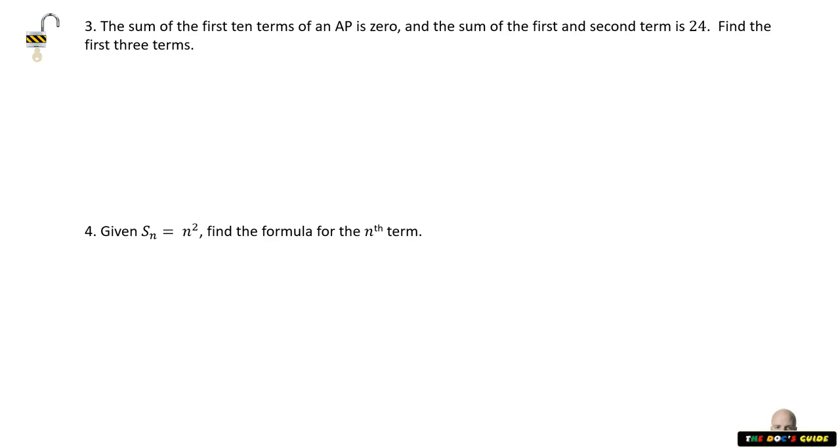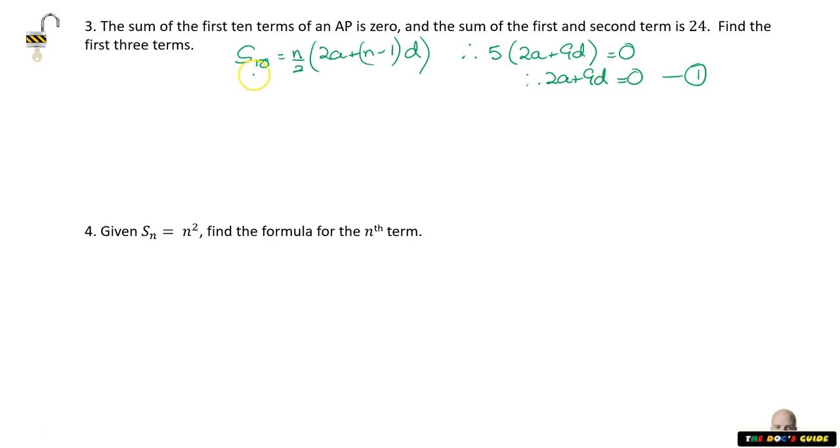Now continuing on, the third one: the sum of the first 10 terms of an AP is 0, and the sum of the first and second term is 24. So they've told us two bits of information, so we should be suspecting simultaneous equations here. For our first piece of information, we take our formula for the sum of n terms, and we want the first 10 terms. So n is 10, we plug that into our equation. We get 5 times that equals 0, so obviously 2a plus 9d is 0.